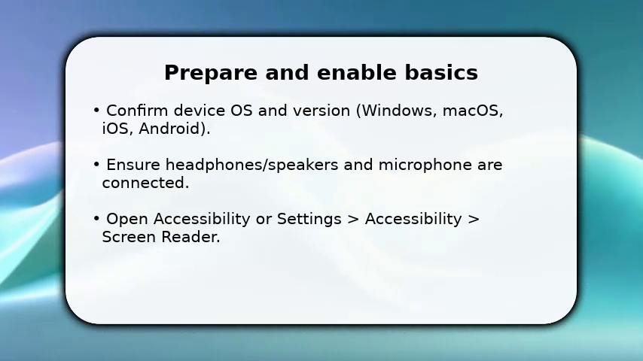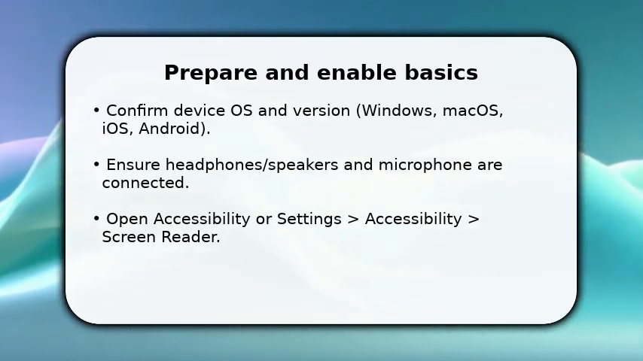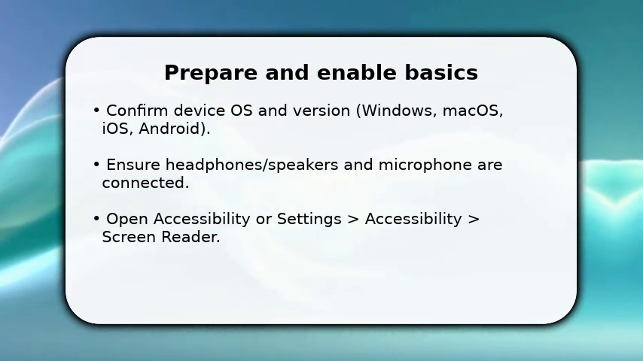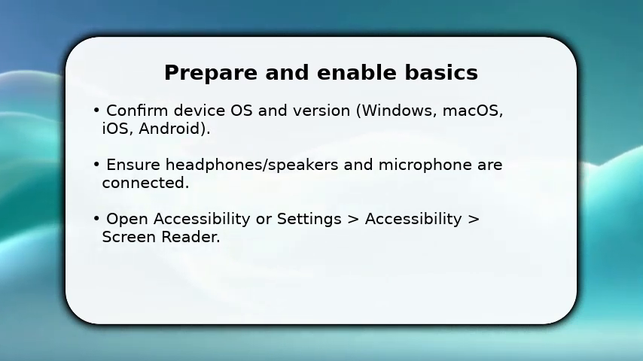You start by confirming the OS and that accessibility services are available because behavior differs across platforms. Once done, open Settings and navigate directly to Accessibility, then Screen Reader. Enable the main toggle. You should hear an initial announcement.